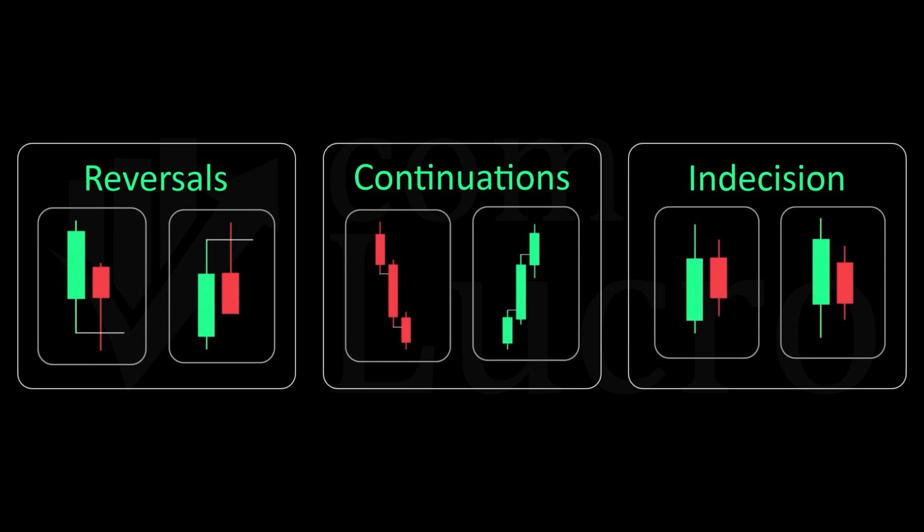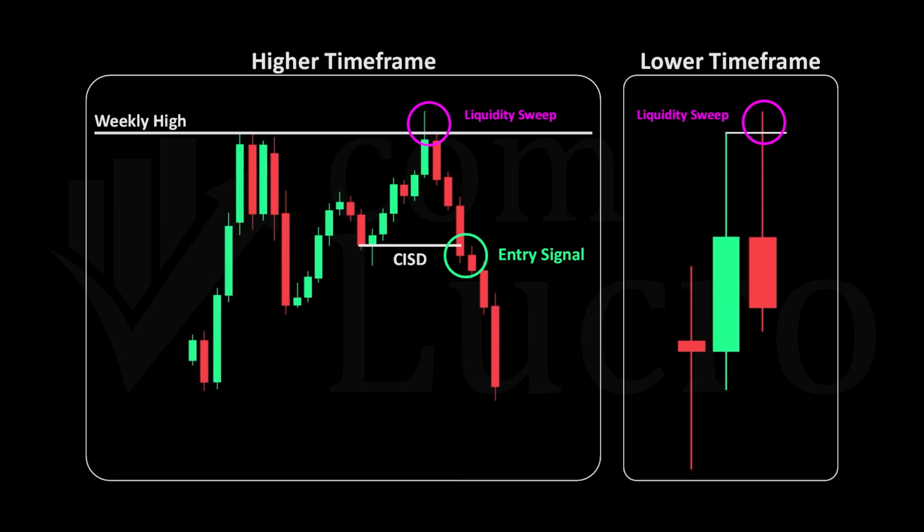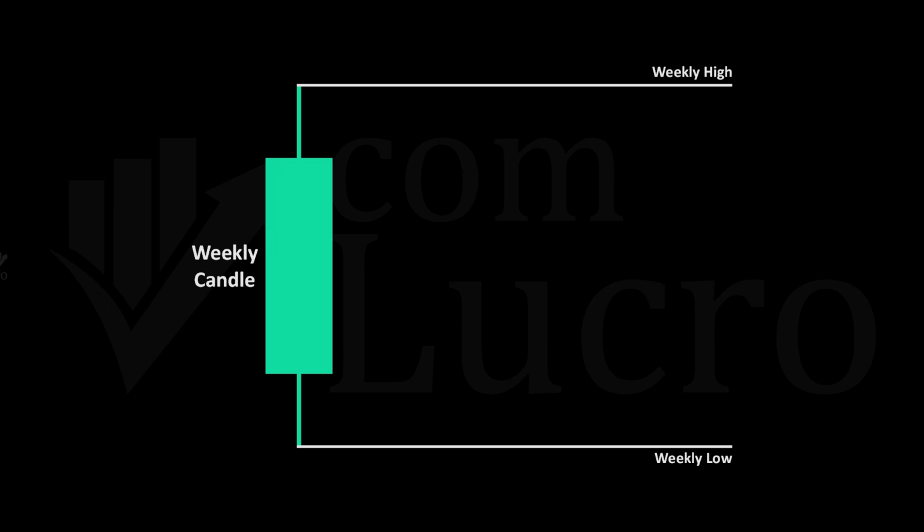Many traders correctly read direction, yet still lose money because their entries are mistimed. In this video, I will show you where entries should actually be taken using the same weekly candle approach. The weekly candle acts as your primary reference for higher time frame analysis.